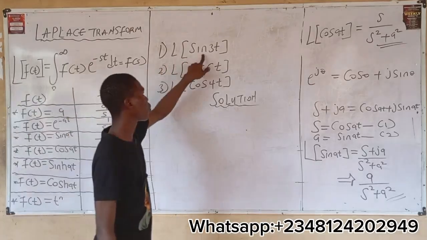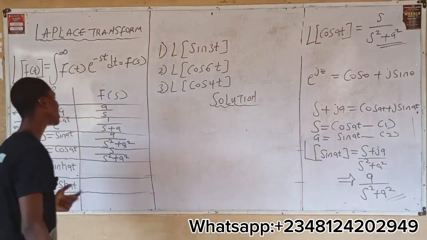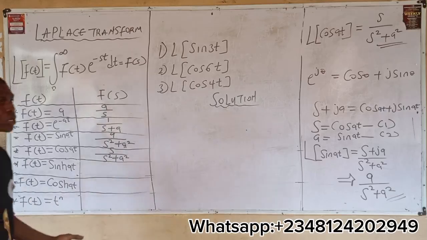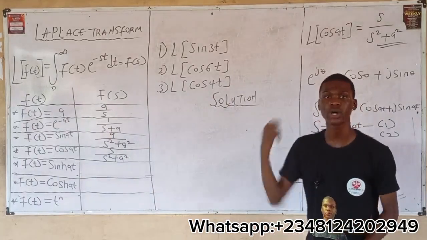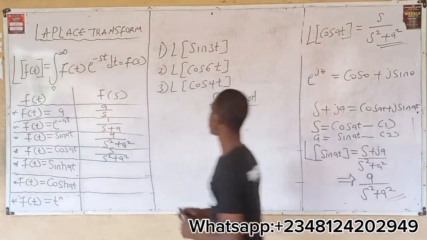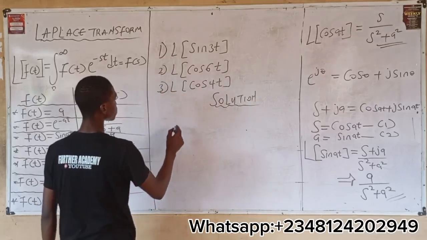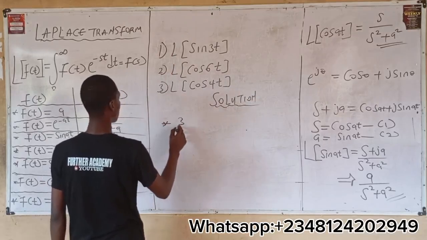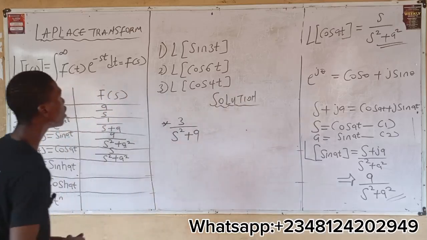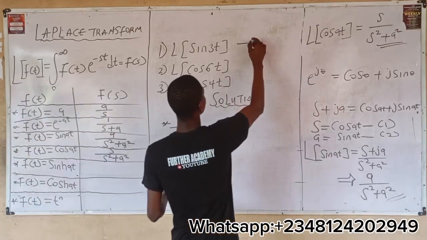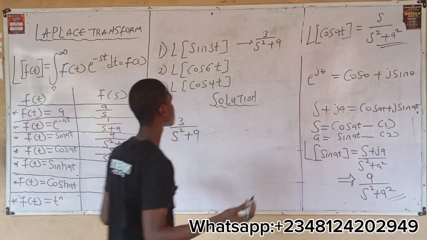Now, let's answer this first one. When f of t is equal to sine 3t, identify what is your a. Doing comparison, your a in this case is 3. Meaning you are interested in knowing your a, then input values, right? Meaning the Laplace transform of this first example becomes 3 all divided by s squared plus 9.